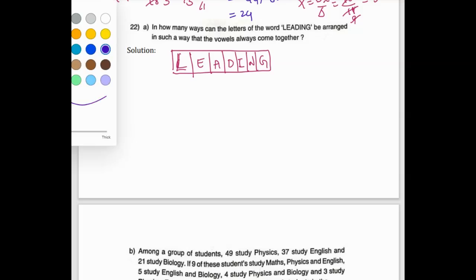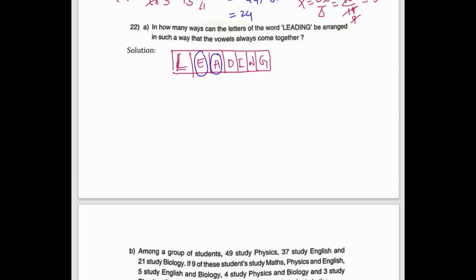Moving on with the next one, we have, they've given a word, L E A D I N G, leading. Okay, so now he's saying we have to take all the vowels together. We have to arrange all the vowels together. We have vowels E, A, I. What is vowel? A, E, I, O, U is called vowels. Okay, so he's asking you to arrange all vowels in one side.